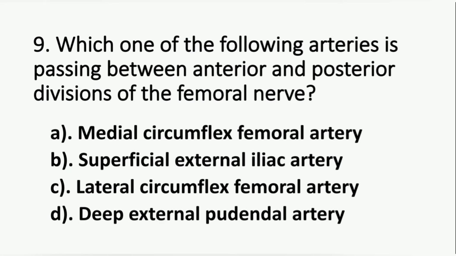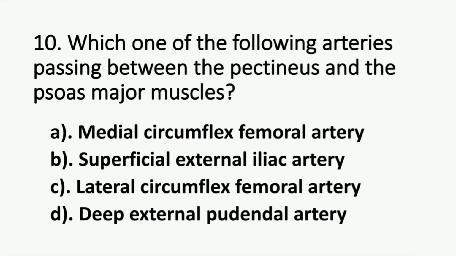Question number 9. Which one of the following arteries passes between anterior and posterior divisions of femoral nerve? Option A, medial circumflex femoral artery; option B, superficial external iliac artery; option C, lateral circumflex femoral artery; option D, deep external pudendal artery. The answer is option C, lateral circumflex femoral artery.